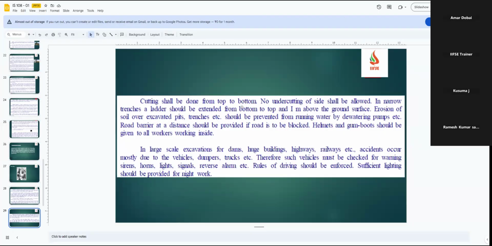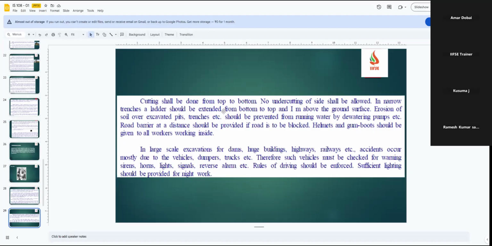And cutting shall be done from the top to bottom. No undercutting of the side shall be allowed. This is what we are talking about. Whenever you are doing it, it has to be done from the top to bottom. You should not do it from the bottom. When you say undercutting, if you are doing it from the bottom, like caving, that is not allowed.